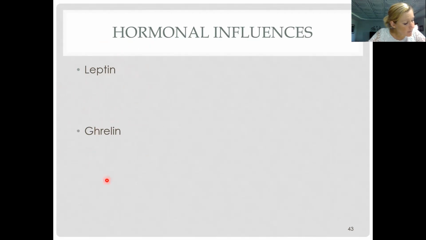Ghrelin is released from the stomach when the stomach is empty, and this will cause us to feel hungry. For people on weight loss or type 2 diabetics, their medication will help to suppress the release of ghrelin so you don't feel as hungry. The idea is that you can hopefully feel full faster because you're not hungry to start with.